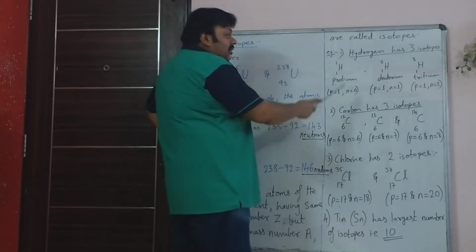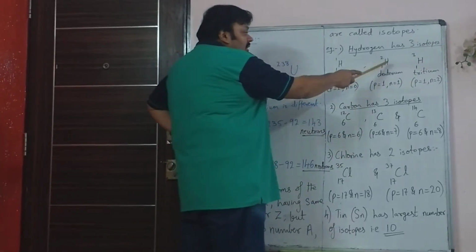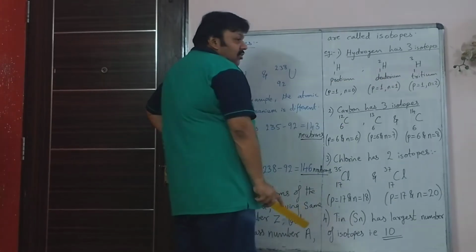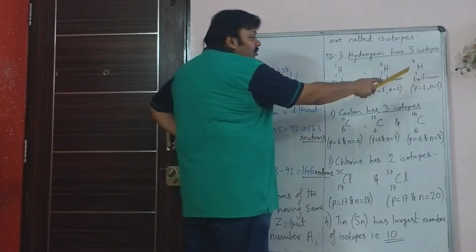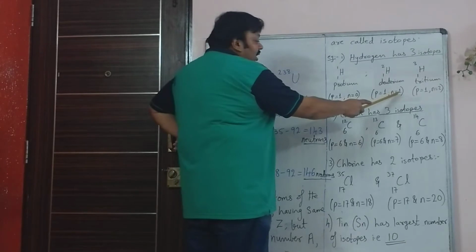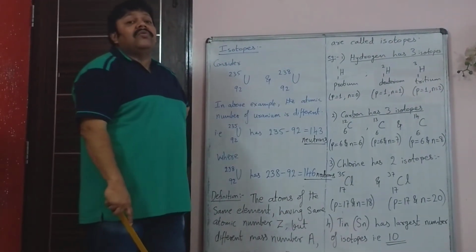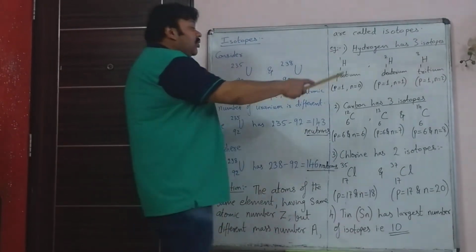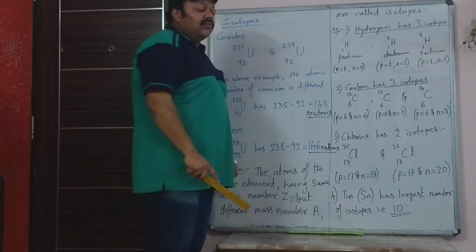The mass number is different. So protium has 0 neutrons: 1 minus 1, 0 neutrons. Deuterium has 1 neutron: 2 minus 1, 1 neutron. And tritium has 1 proton and 3 minus 1, 2 neutrons. So you can very clearly see that in isotopes there is a change in the number of neutrons. The neutrons are different in the nucleus of protium, deuterium and tritium. That is why the mass numbers are different.